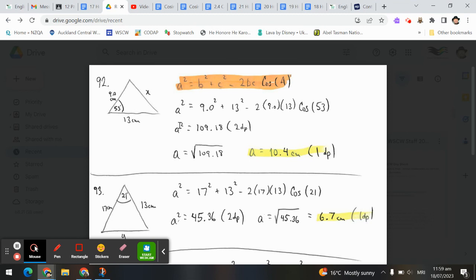To undo the squaring, we square root that 109 and we get a is 10.4 centimeters to 1 dp. Do remember, put that centimeters in there. The units of measure are always a good idea.